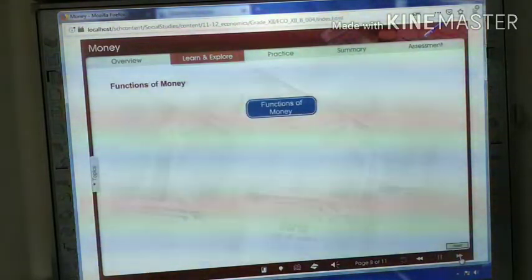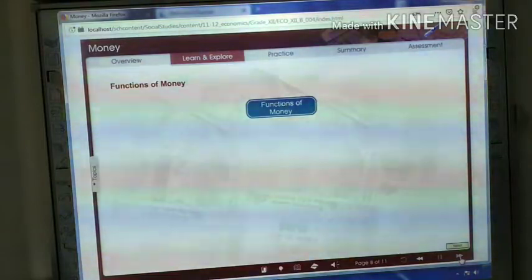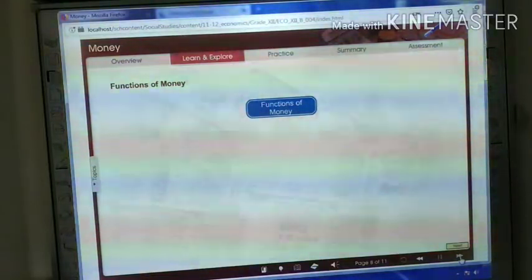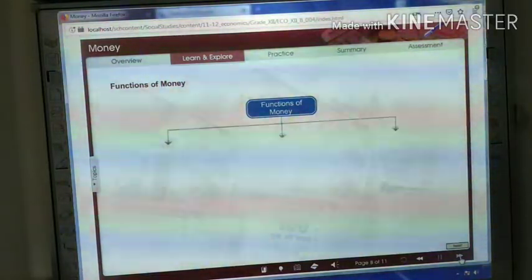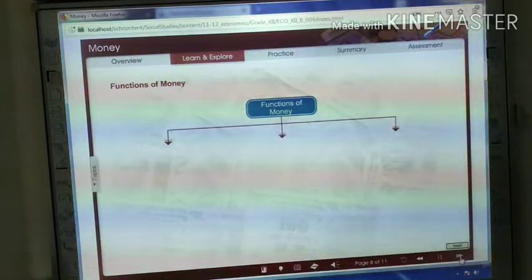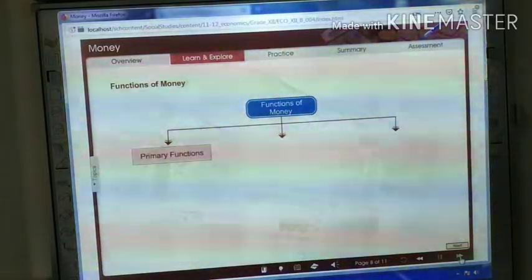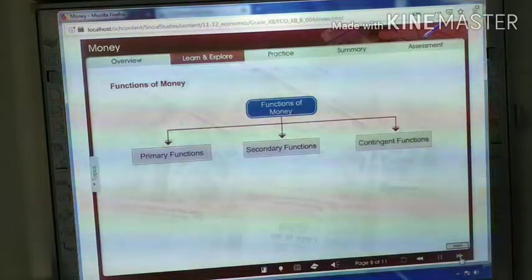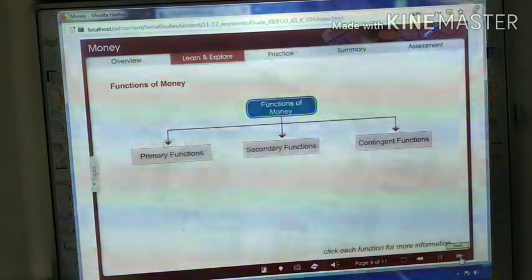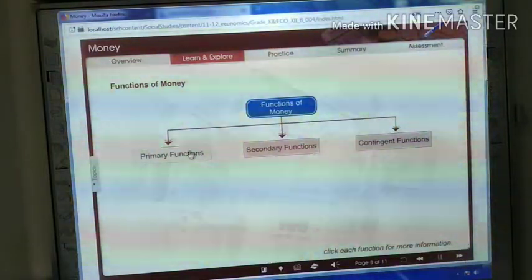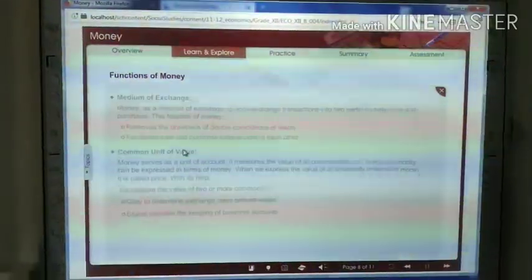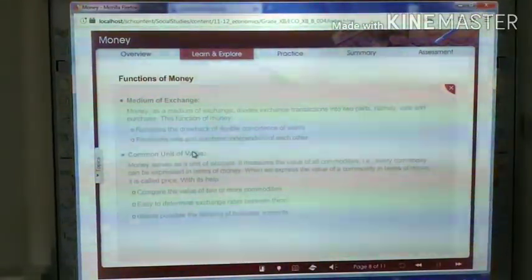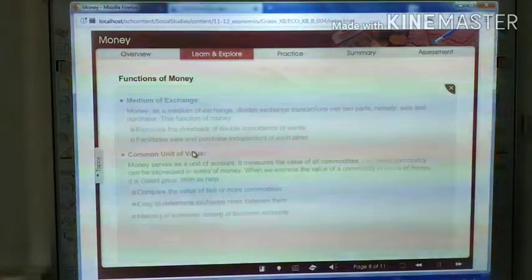Having learned about various characteristics of money, let's now learn about the functions of money. Professor Kinley has classified the functions of money into three groups: primary functions, secondary functions, and contingent functions. Click each function for more information. The primary functions of money are again divided into medium of exchange and common unit of value.